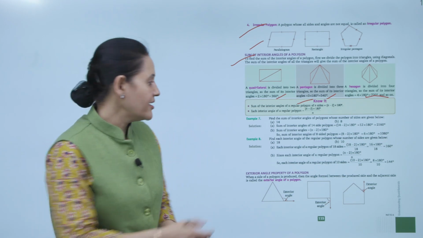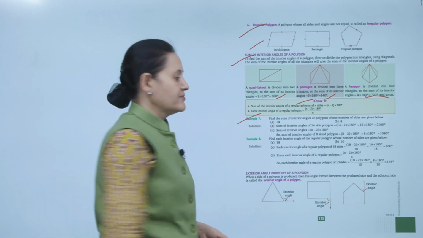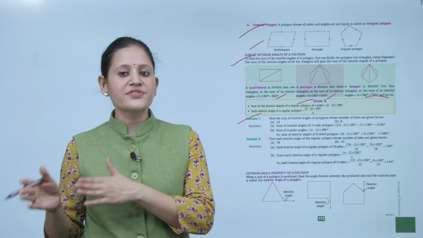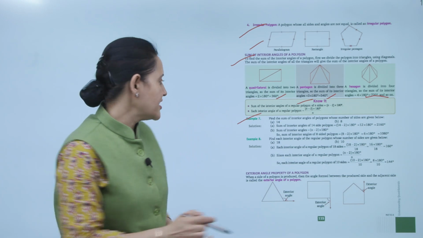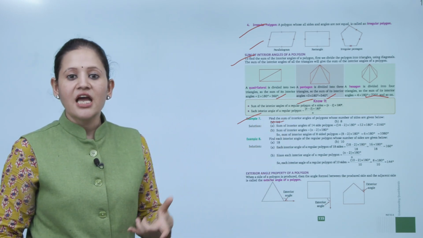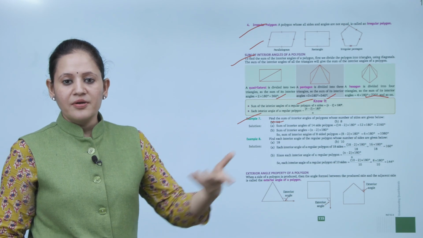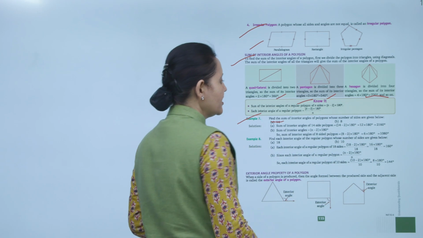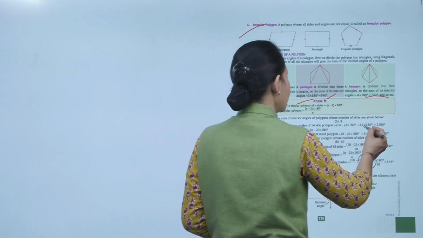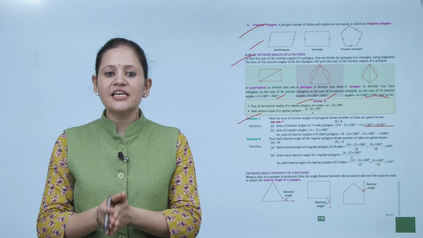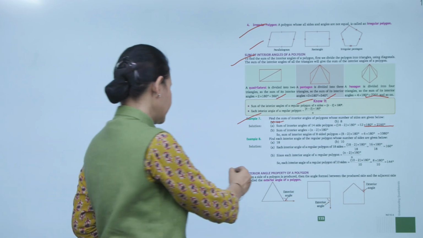Now we'll take an example here. Find the sum of interior angles of the polygon whose number of sides is given here. So number of sides is 14. So we'll use the formula. Sum of the interior angles of the polygon which has 14 sides is 14 minus 2 into 180, that is equals to 2160 degrees. Clear?